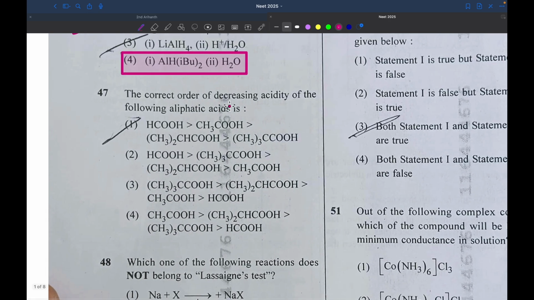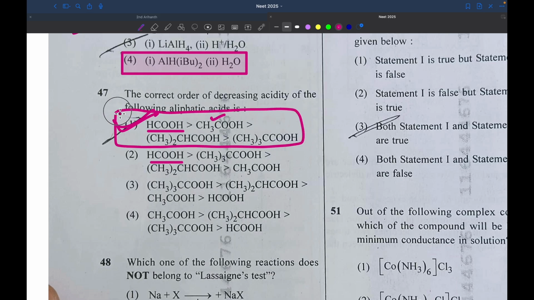Next one, correct order of decreasing acidity. We know that the plus I effect decreases the acidic character. So formic acid is the most acidic one. So we have got two options there. So the second one is acetic acid, correct, right? Then as the methyl group increases, the bulkiness increases, and the acidic character decreases. So therefore the answer for the 47th question is the first option.